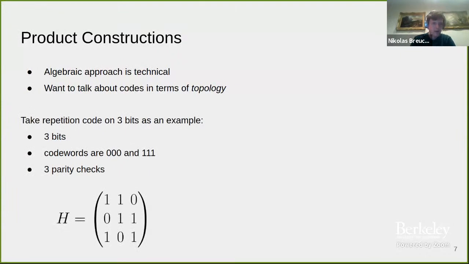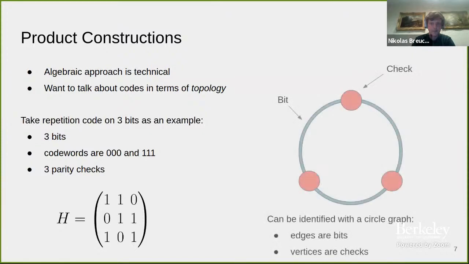So how do I talk about codes in terms of topology? Let me give you an example. Let's take a repetition code on 3 bits. The code words, so this is just a classical code, are just 0, 0, 0 and 1, 1, 1. And this code is defined by 3 parity checks, just checking the parity of the first 2, and then the second and the third, and the first and the third. And I can turn this into a picture of a circle by identifying the bits with the edges and the vertices with the checks.